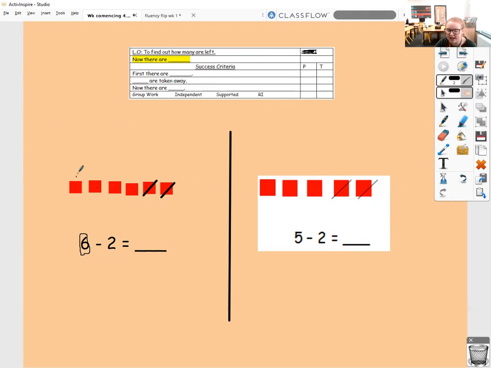Let's count together. Count with me. 1, 2, 3, 4. We've got 4 squares left. So first we had 6, then we took 2 away. Now we have 4, or we could say that 6 take away 2 equals 4. I would like you to pause your screens and have a go at this one on your piece of paper in front of you. Off you go.